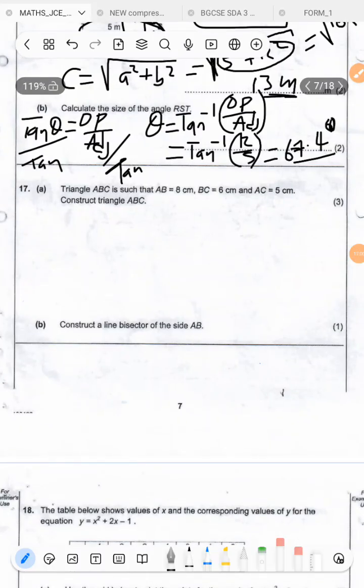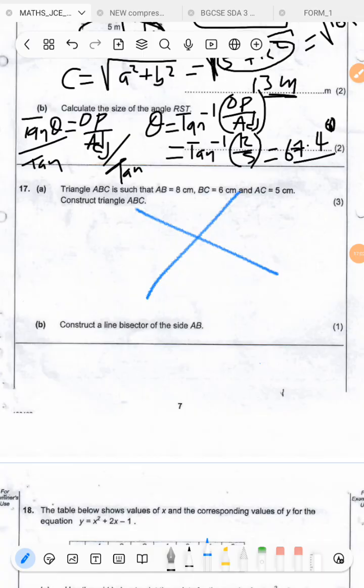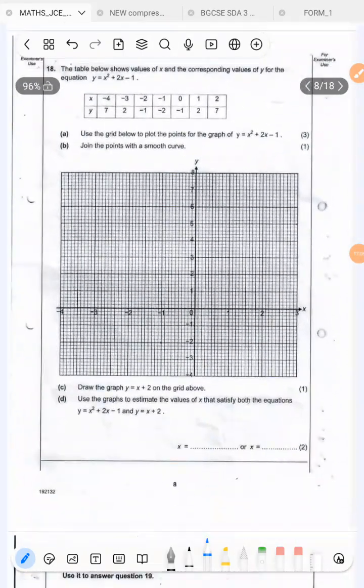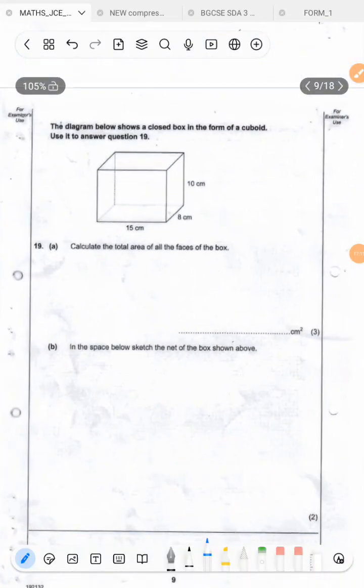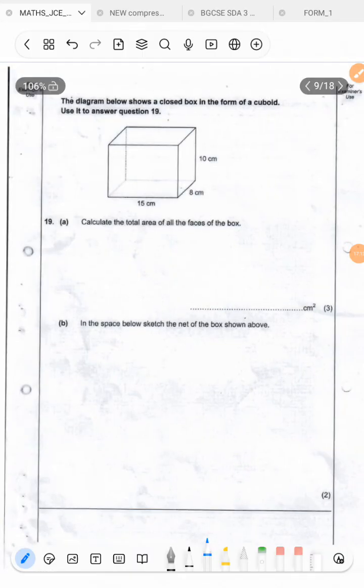17a. Okay, so we can't really answer this one, the construction one. We're not going to do that. Even this one, we're not going to do this one. I'll make a special video for the graphing, because it takes so much time that we don't have.